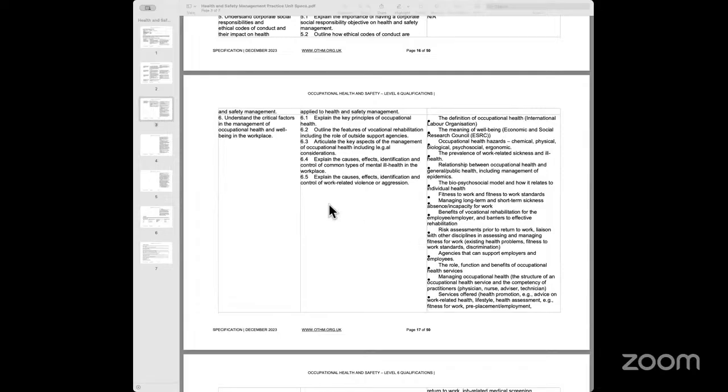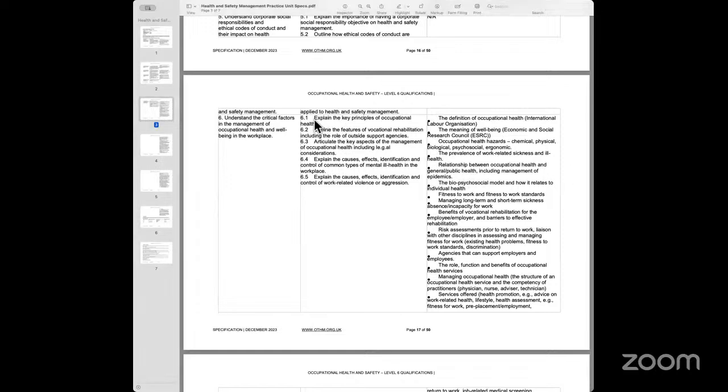Now, this is what we need to discuss in this learning outcome, but in the context of health and safety in a workplace. There are 5 assessment criteria that we are looking at covering. The first one talks about the key principles of occupational health and safety.